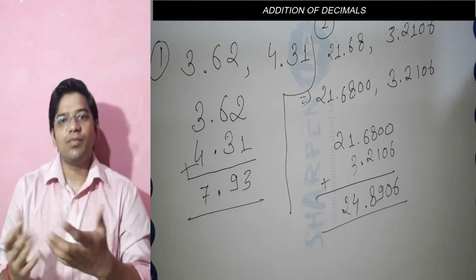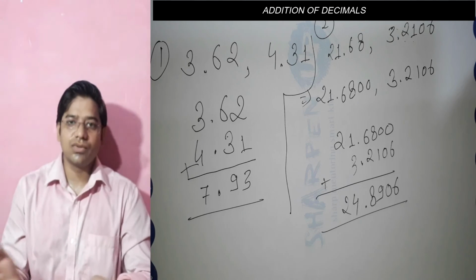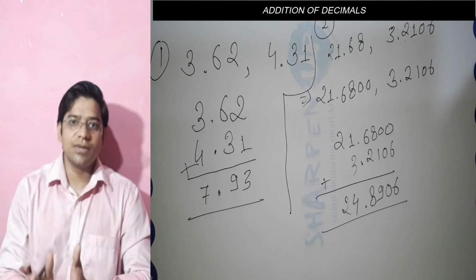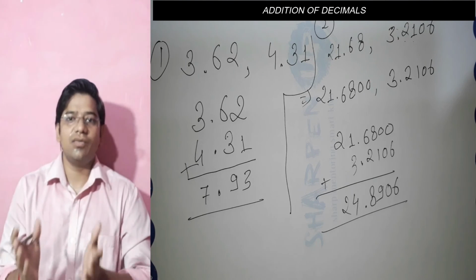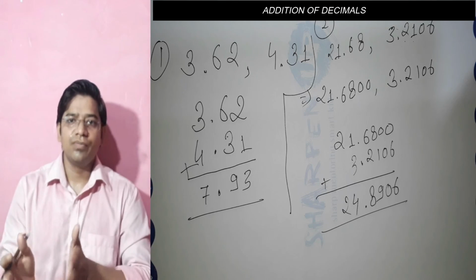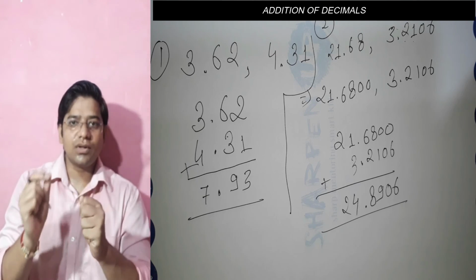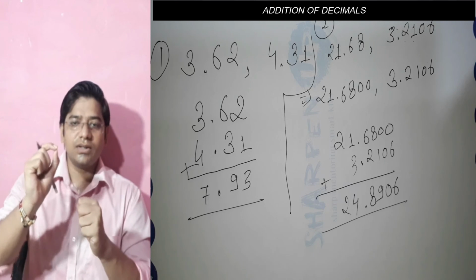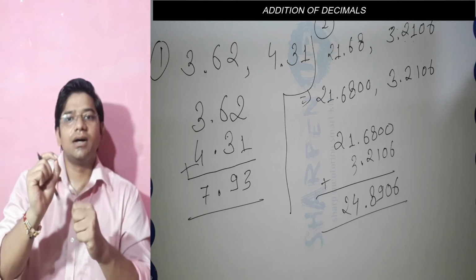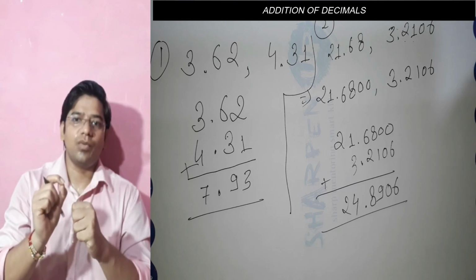In the same way you can perform the subtraction. You know how to subtract, and you have to follow the same procedure. If they are unlike decimals, you have to first convert them into like decimals, then you have to subtract them. But always remember, you have to put the decimal point always under the decimal point.